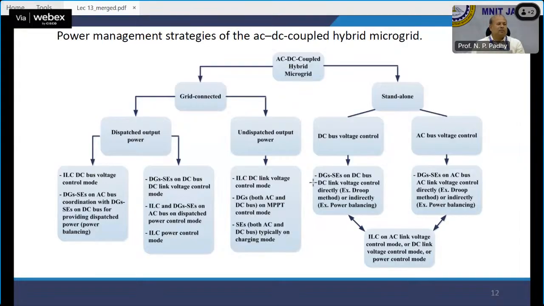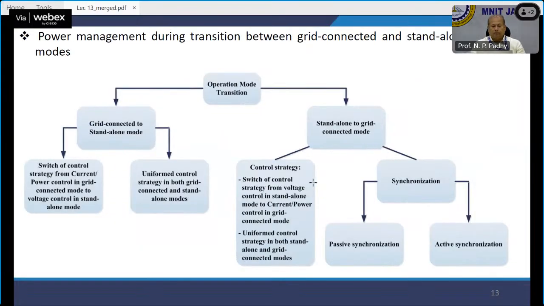It's basically the same philosophy. We keep on adding DC, AC both. Okay, coming to standalone, we have a DC bus voltage control mechanism and an AC bus voltage control mechanism. In case of DC bus, both DGs and ACs on the DC bus do DC link voltage control directly. In case of AC bus, DGs and ACs on the AC bus do AC link voltage control directly. So finally, the ILC can be in AC link voltage control mode, DC link voltage control mode, or power control mode, so that you can operate both the scenarios.